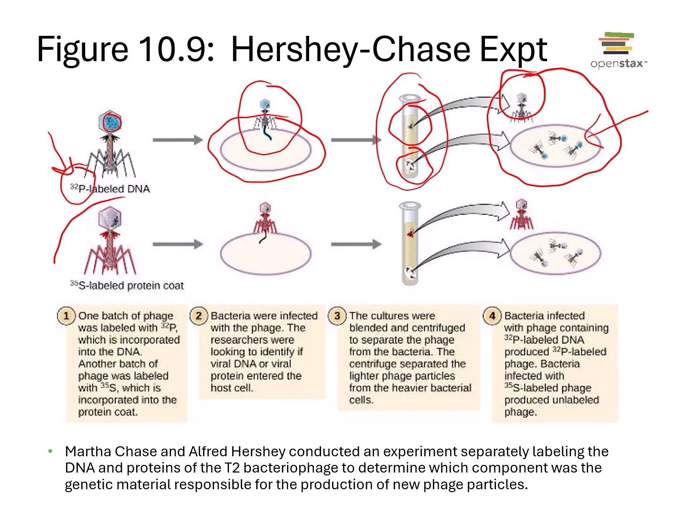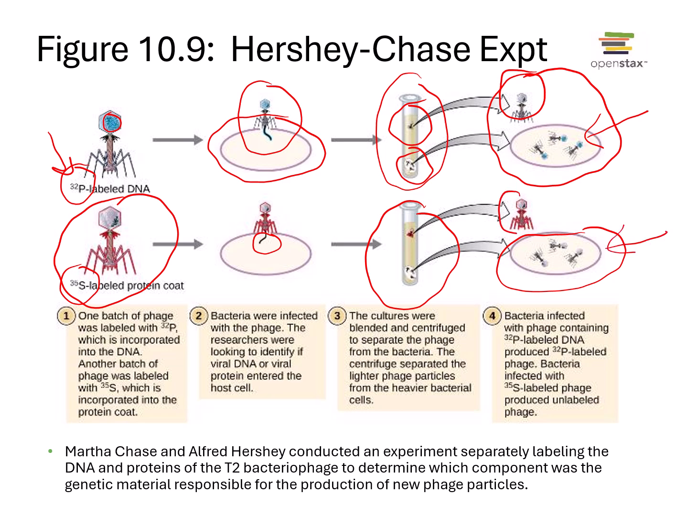When they labeled with sulfur this time, the sulfur will label the protein coat. They found that when they did the same thing and examined the cells, there was no radioactive labeling. The radioactive label stayed on that original phage capsid. It was not transferred into the cells. So it must be DNA that is the hereditary material.